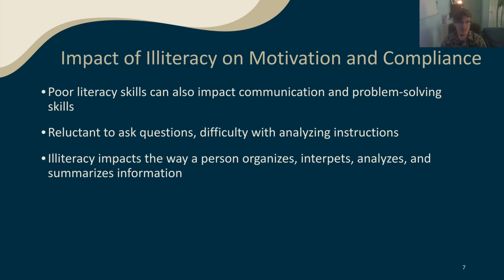So now we're going to talk about another important thing here, the impact of illiteracy on motivation and compliance. So poor literacy skills can also impact communication and problem-solving skills. If somebody cannot follow directions very well, they might have a hard time actually getting through material. It's going to affect their problem-solving skills. And this, once again, is sort of a domino effect.